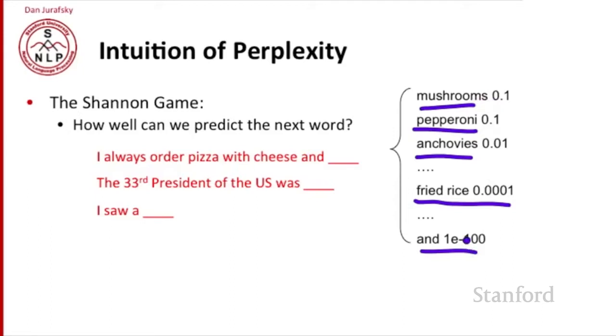So for a sentence like the 33rd president of the U.S., we know the next word is very likely to be JFK or John or Kennedy or some word like that.